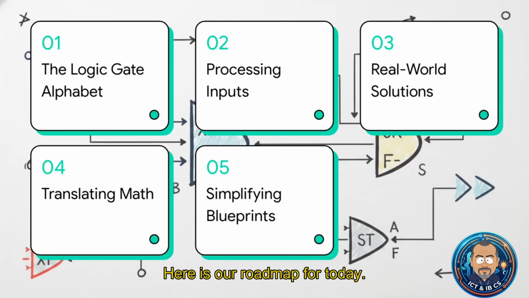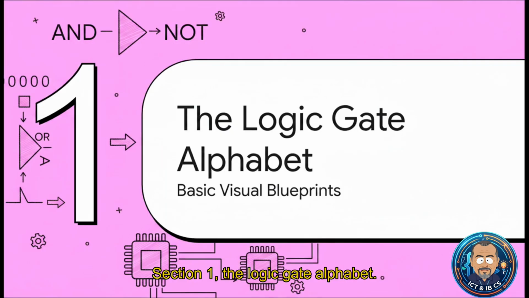Here is our roadmap for today. We'll be hitting the logic gate alphabet, the rules for processing inputs, drawing real-world solutions, translating math to diagrams, and finally, simplifying those complex blueprints. Section 1, the logic gate alphabet.